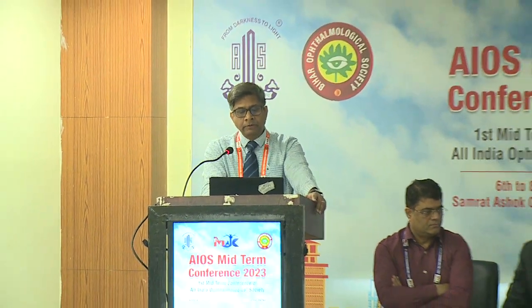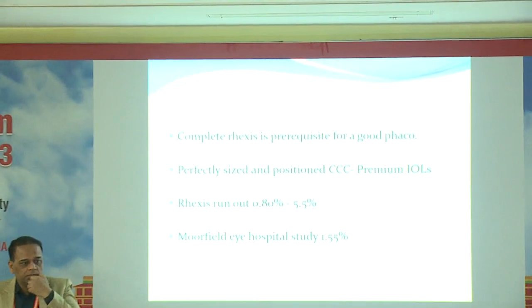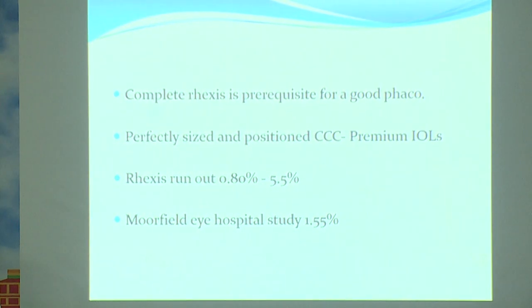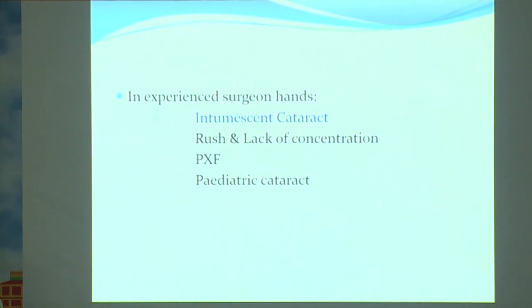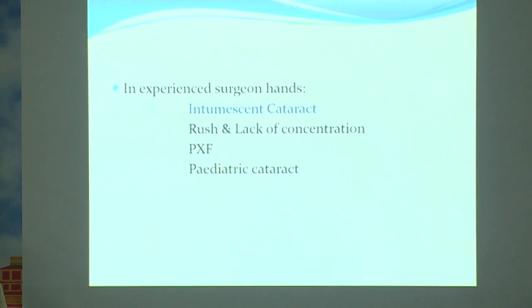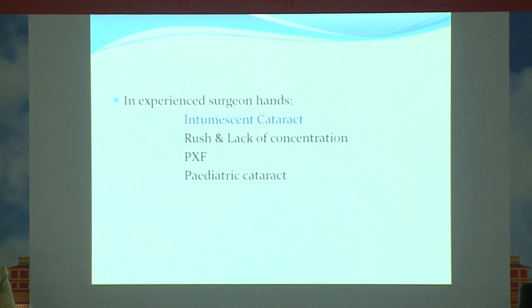So, good morning, everyone, and thank you for giving me this opportunity to speak on rhexis runout and then what. We all know that complete rhexis is a prerequisite for good phaco. A perfectly sized and positioned CCC for premium IOLs is a requisite, and rhexis runout happens in 0.8 to 5.5% of cases, and the Moorfields study shows an incidence of 1.55. In experienced hands it can run out, but most commonly it runs out in intumescent cataract. Other factors are brushing and lack of concentration, and other causes are pseudoexfoliation and pediatric cataract.